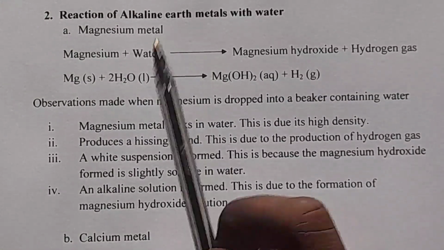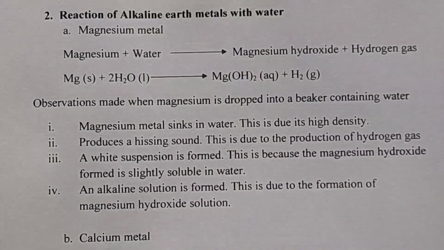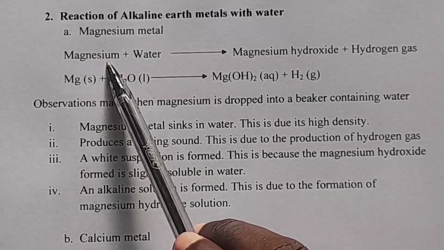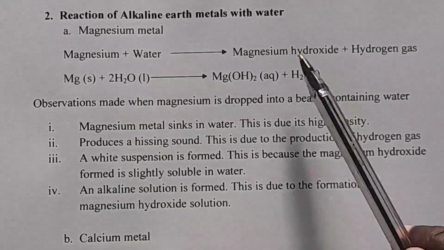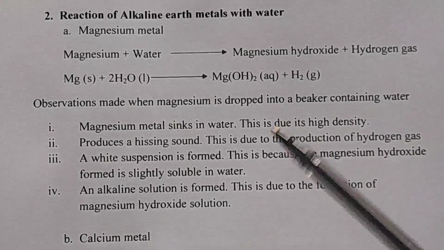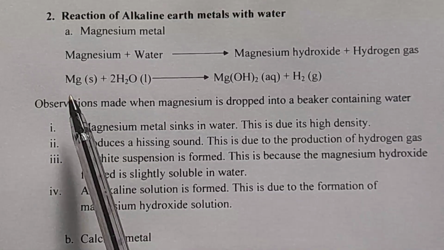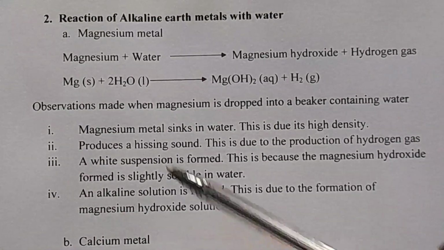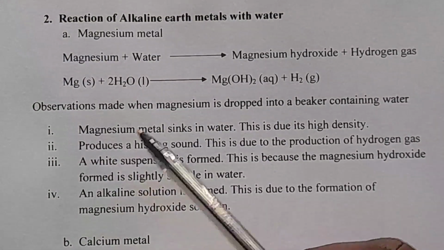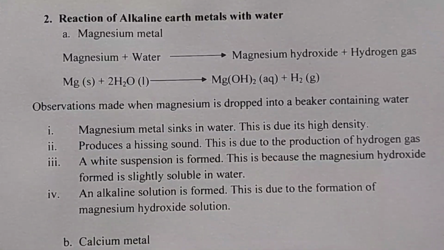Number 2, we are going to deal with the reaction of alkaline earth metals with water. We start with magnesium metal. When magnesium reacts with water, we get magnesium hydroxide and hydrogen gas. The general rule is that when a metal reacts with water, we get metal hydroxide and hydrogen gas. The balanced chemical equation is 1 Mg reacting with 2 H2O, forming 1 Mg(OH)2 and 1 H2 gas.